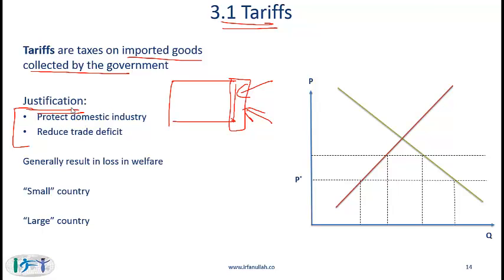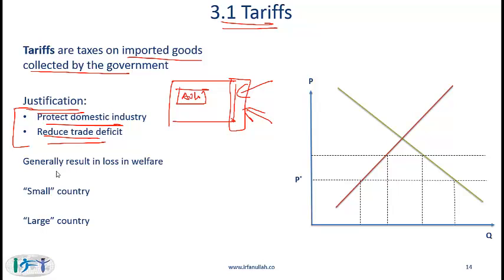The justifications for tariffs are shown here. One is to protect a domestic industry. A country might say that we want to develop the auto industry in our country, and to do so we will impose high tariffs on cars that are imported. The objective might also be to reduce the trade deficit. If a given country has low exports and high imports, it will run a large trade deficit, and the government might say that we want to discourage imports by increasing the tariffs.